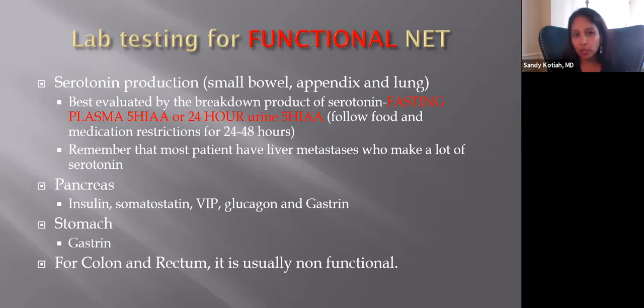And of course, the pancreas can make insulin, glucagon, VIP, somatostatin. The stomach, usually we follow gastrin levels. And the colon and rectal tumors are usually silent. They don't make any hormones. So you can still check the levels, but they tend to not be functional.